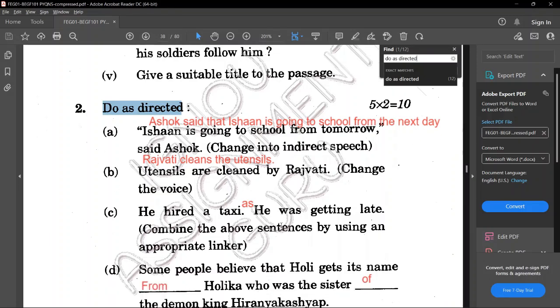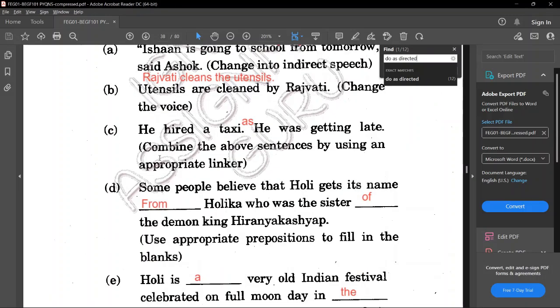Question B. Utensils are cleaned by Rajvati. Change the voice. This is in passive voice where the object is coming first and then the subject. So you have to change it to active voice, which will put the subject first. So it will be Rajvati cleans the utensils.